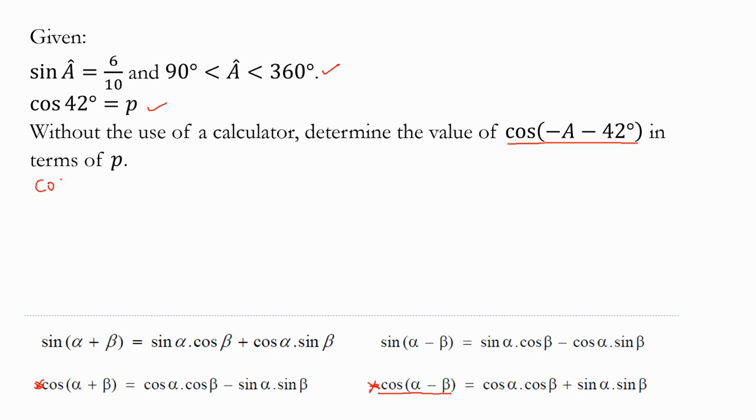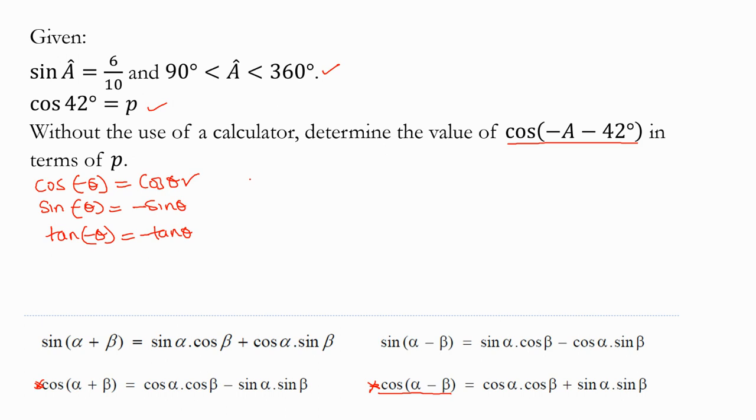Remember that cos negative theta is equal to cos theta. Negative angles, remember negative angles. And then let me just remind you about the other two. Sine negative theta is equal to negative sine theta. And then tan negative theta is equal to negative tan theta. You see that? Okay, so we are here now.